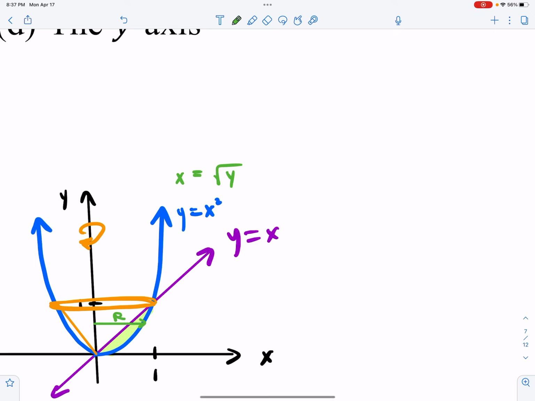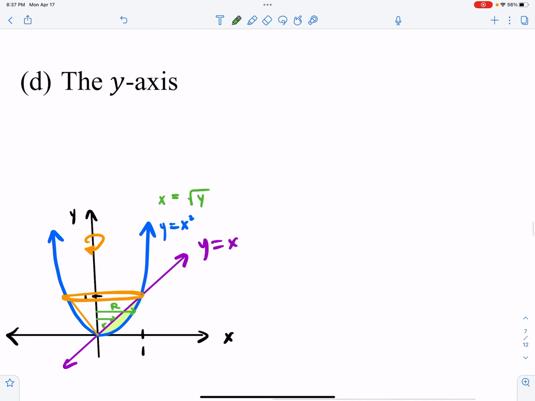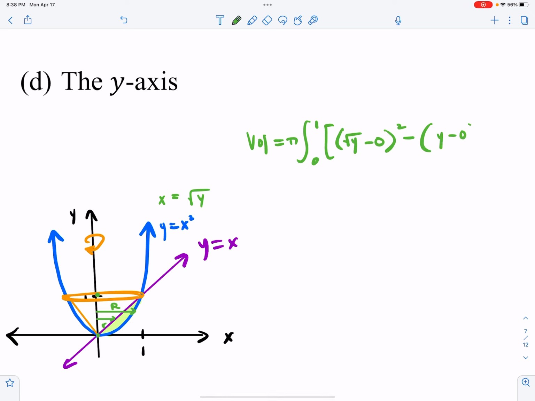So it's big R, little r. Remember, right minus left, for when we're coming up with big R and little r. So volume will be pi times the integral, reading bottom to top, would be 0 to 1. And then big R will be the square root of y, right minus left, minus 0, squared, minus little r, which is going to be y minus 0 squared, dy.